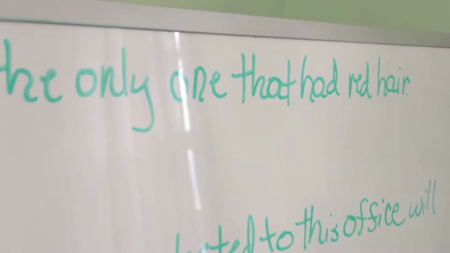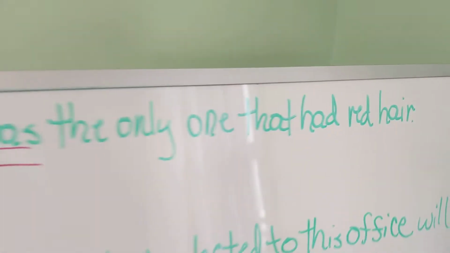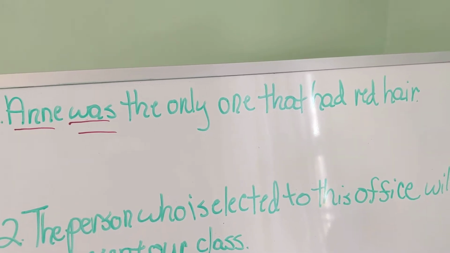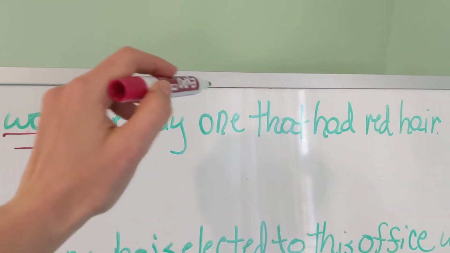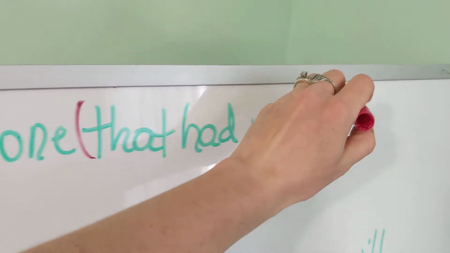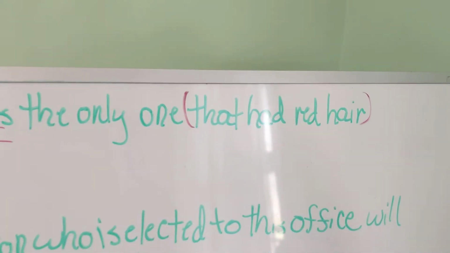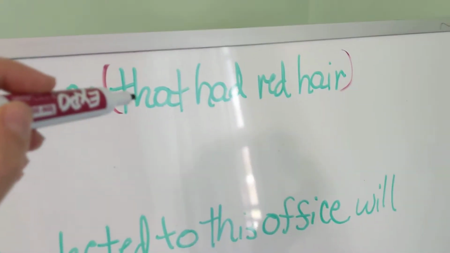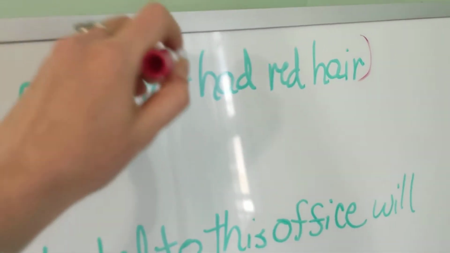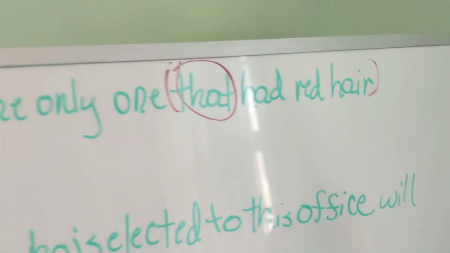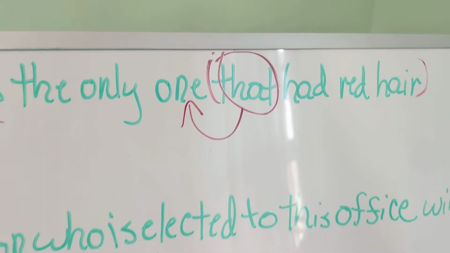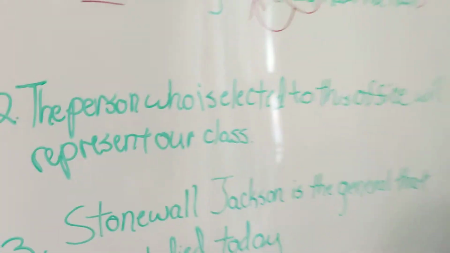So what is my relative clause in this whole sentence? Anne was the only one that had red hair. Very good, that had red hair. What is my relative pronoun? That. So you're going to circle your relative pronoun. And then what word is it describing? One. Very good.